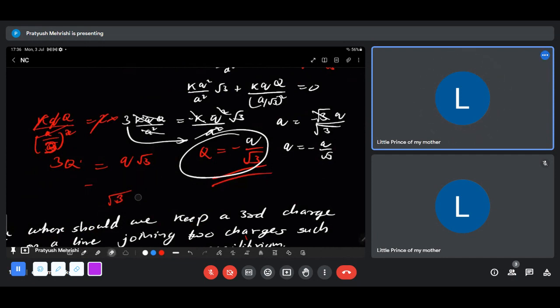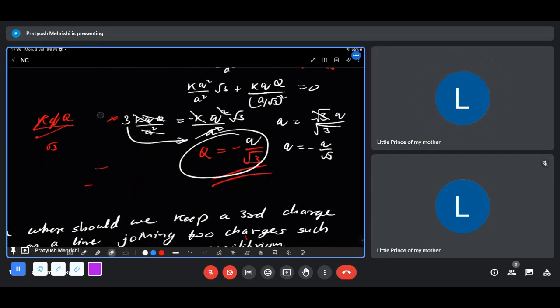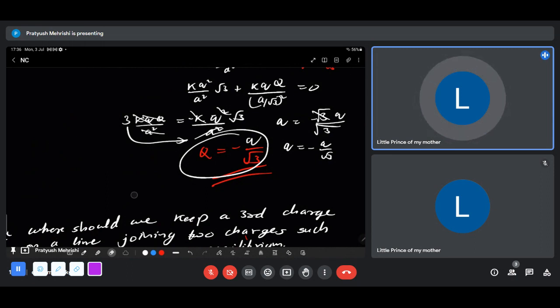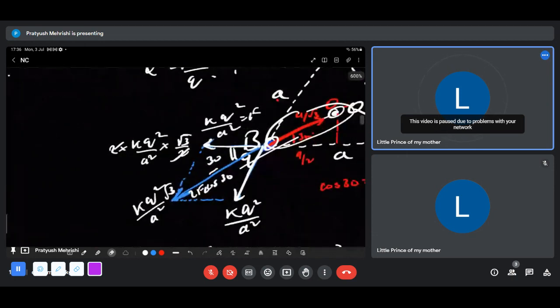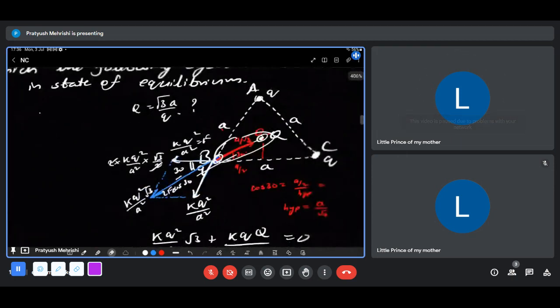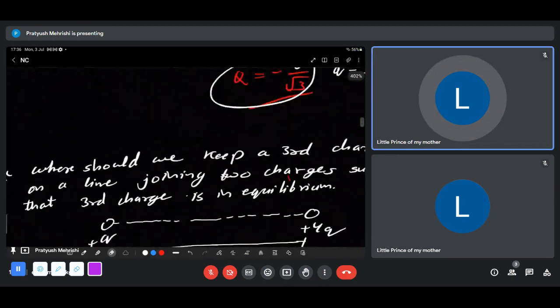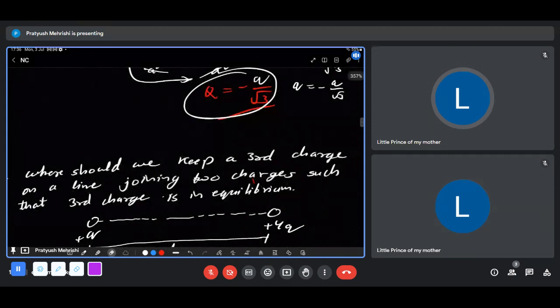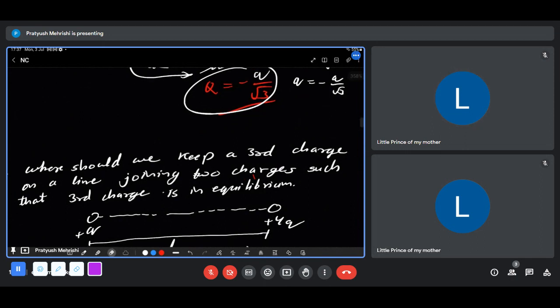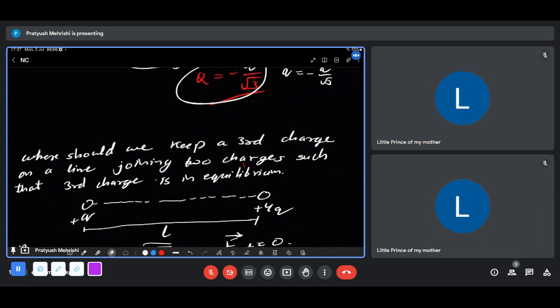Got it now? So copy it, sir. Copied? Fine. Please note it down carefully, okay? Yes, sir, I noted. Fine. Next question. Question is, where should we keep a third charge on a line joining two charges such that the third charge is in equilibrium? Solve it out.